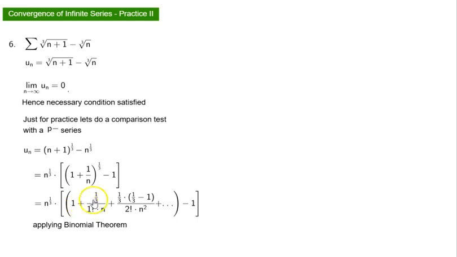We get 1 plus (1/3)/1! times n plus (1/3)(1/3 minus 1)/2! times n square and so on, and finally minus 1. So now we start simplifying this. We get n to the power of 1/3, 1 minus 1 cancel out. We have (1/3)/n plus (1/3)(1/3 minus 1) divided by 2 times n square and so on.